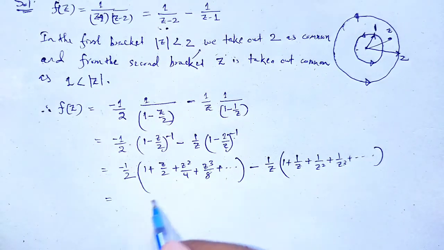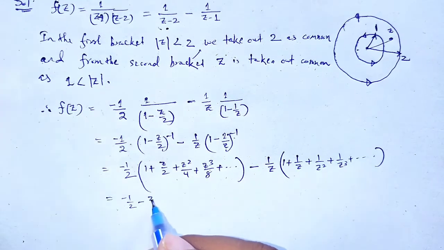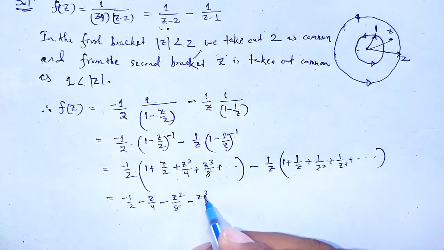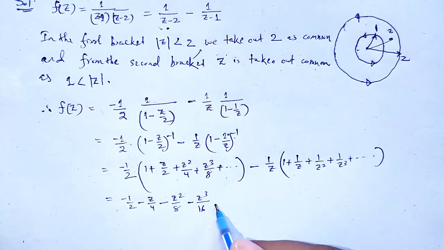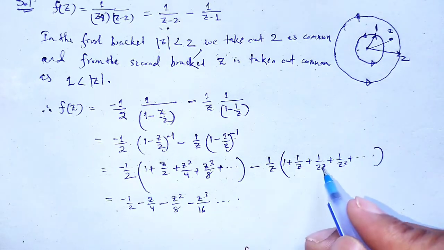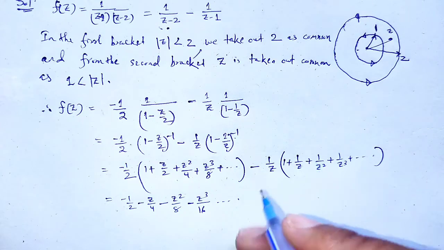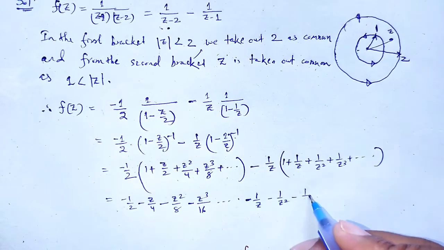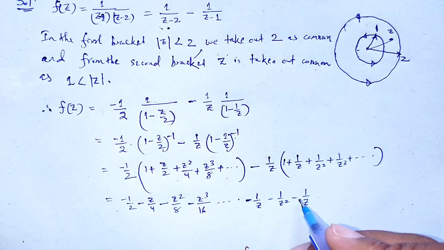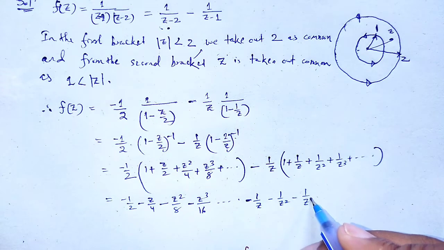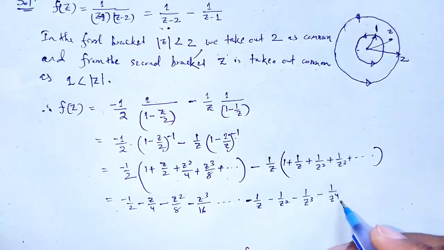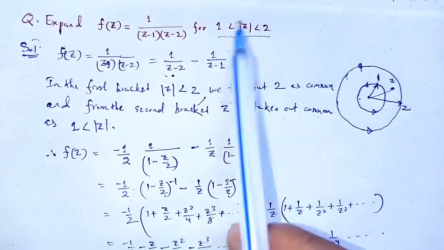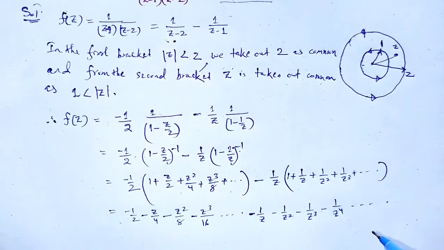Minus half is multiplied within the bracket: minus half minus z by 4 minus z square by 8 minus z cube by 16 dot dot dot. Again, the other bracket is expanded by multiplying 1 by z inside the bracket terms: minus 1 by z minus 1 by z square minus 1 by z cube minus 1 by z fourth dot dot dot. In this way we expand the given function in that region by using Laurent series.